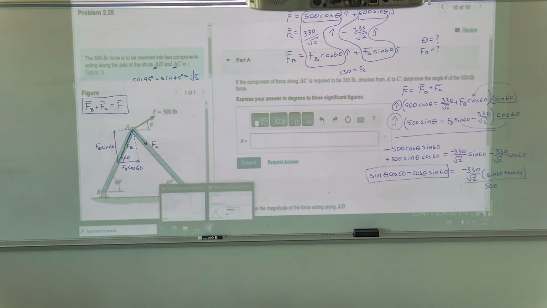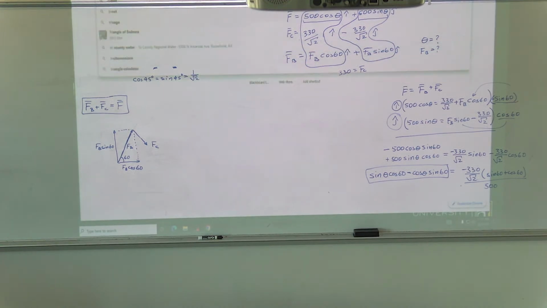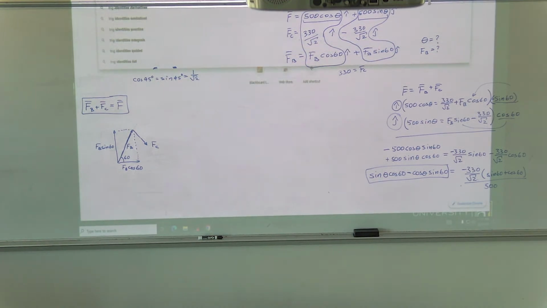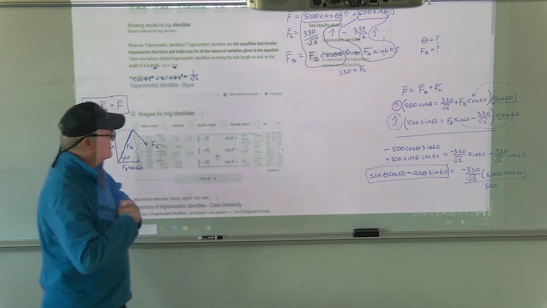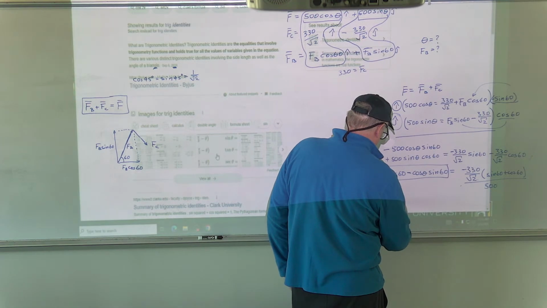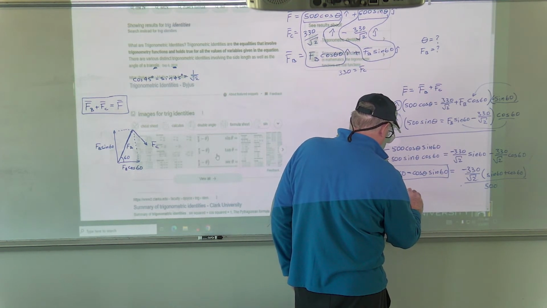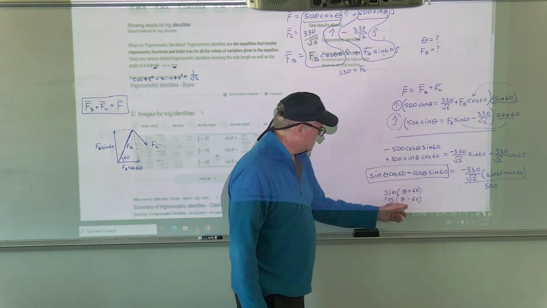Let me see if I can bring up an extra screen on that one, but I can on this one. It's going to be either sine or cosine of this plus 60 or this minus 60. I don't remember which one. So if you look at the thing, you'll see that.